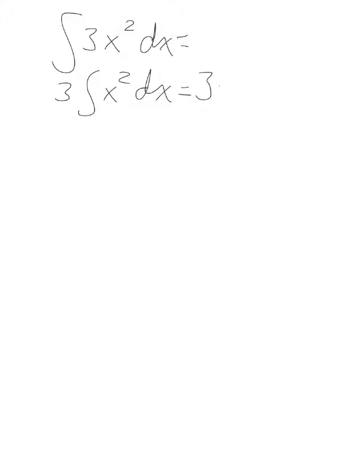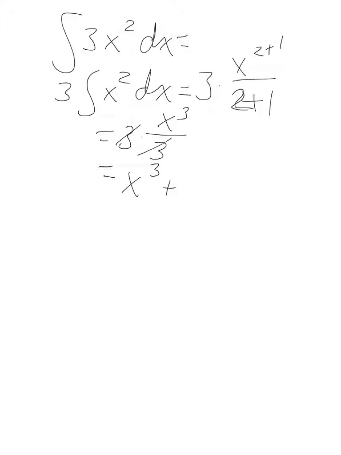Let's get a new slide. And if we have something like 3x squared dx, then I'm going to push the 3 on the outside, and I'll have the integral of x squared dx, and that's going to be 3 times x to the 2 plus 1 over 2 plus 1, and that's going to be 3x cubed over 3, but my 3's cancel, so I'm left with x cubed plus c.